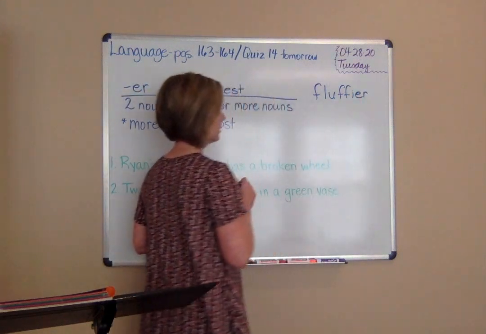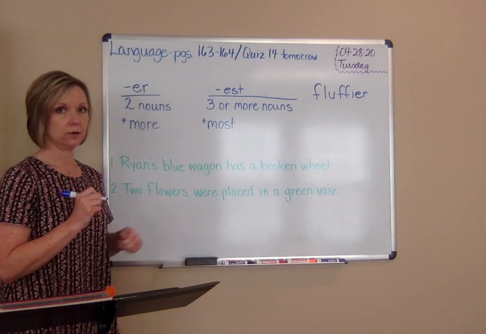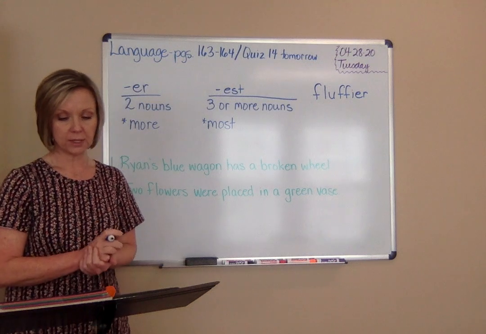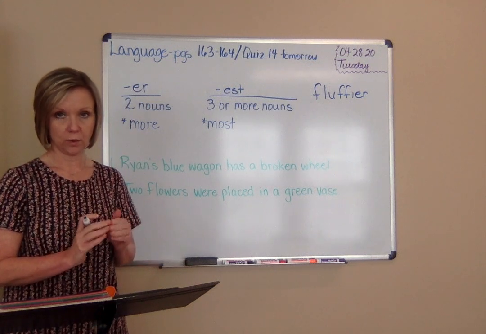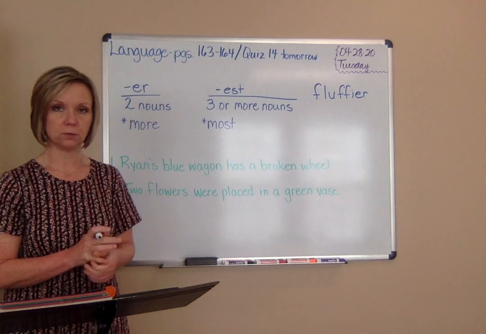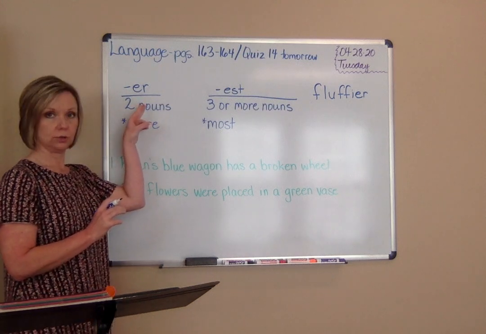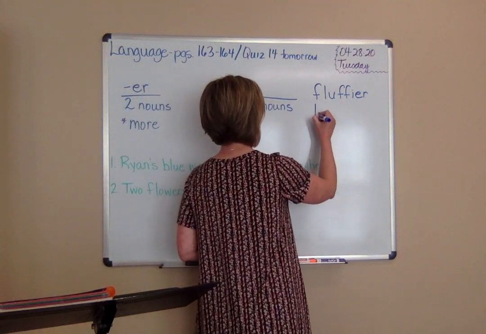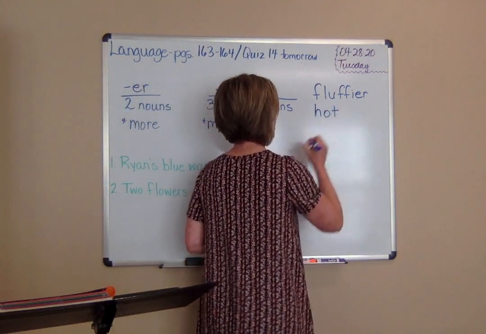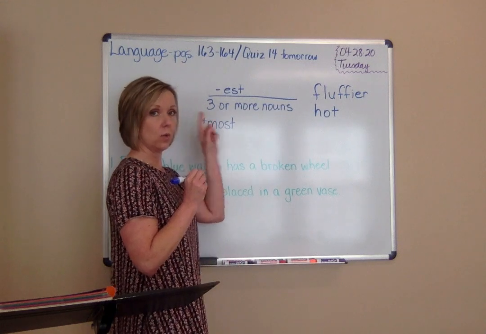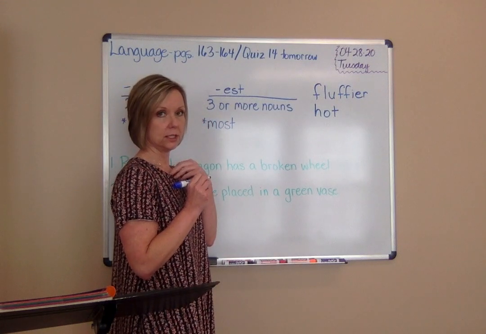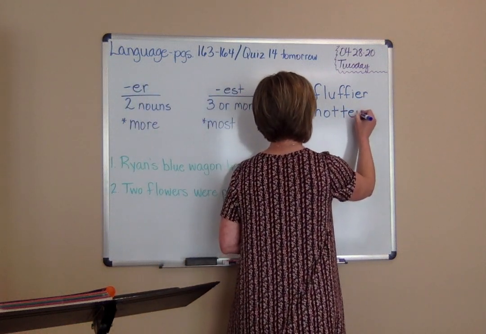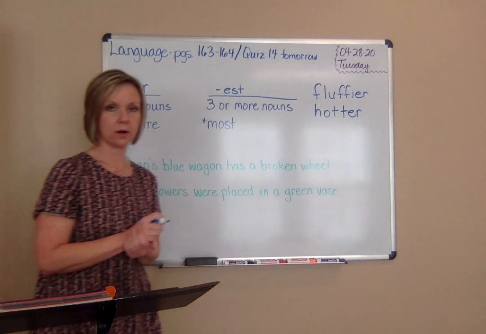Fluffier. Okay, we don't want fluffyer. Fluffier. Number two, Dad's soup is hot than my soup. How many soups are we comparing? Two soups. But let's be careful here. We would have hot. Now we're adding ER. What do we need to do to the T's to keep the O short? Double the T's. Hotter. H-O-T-T-E-R, not hoter.